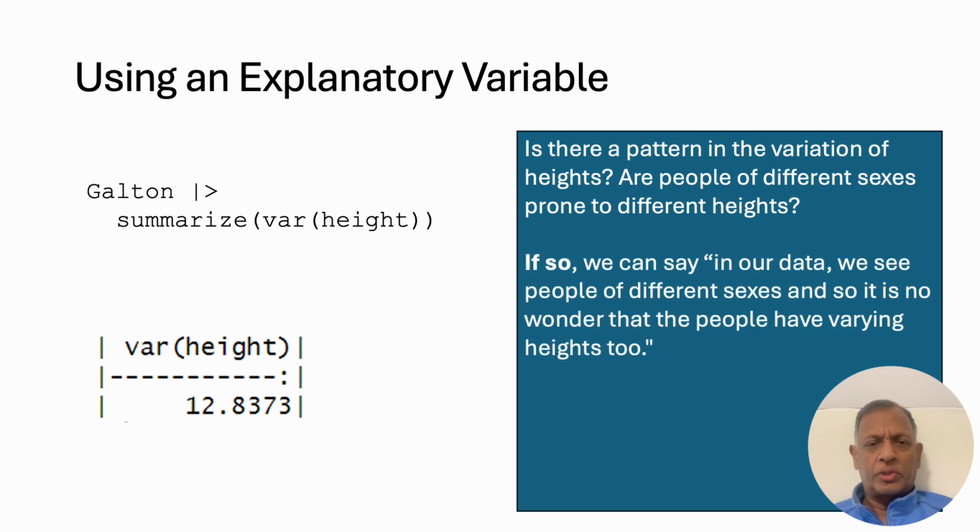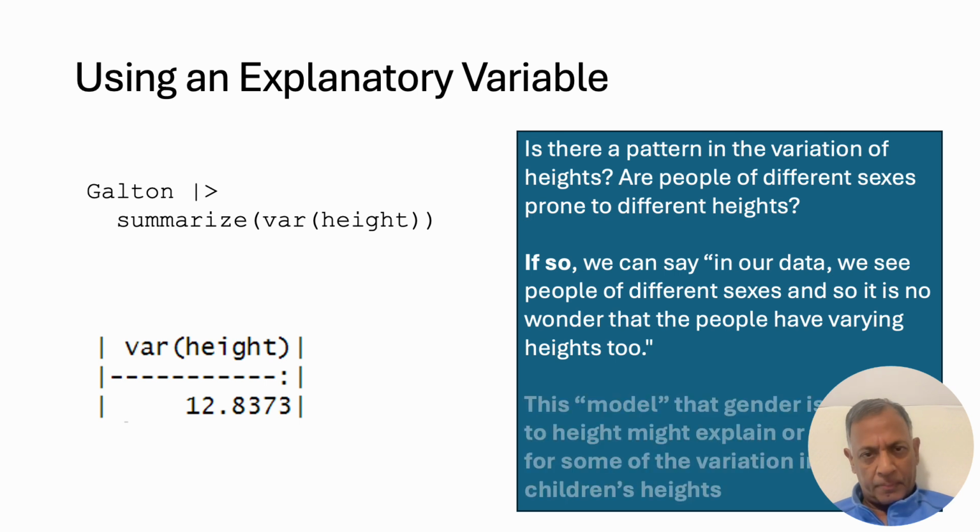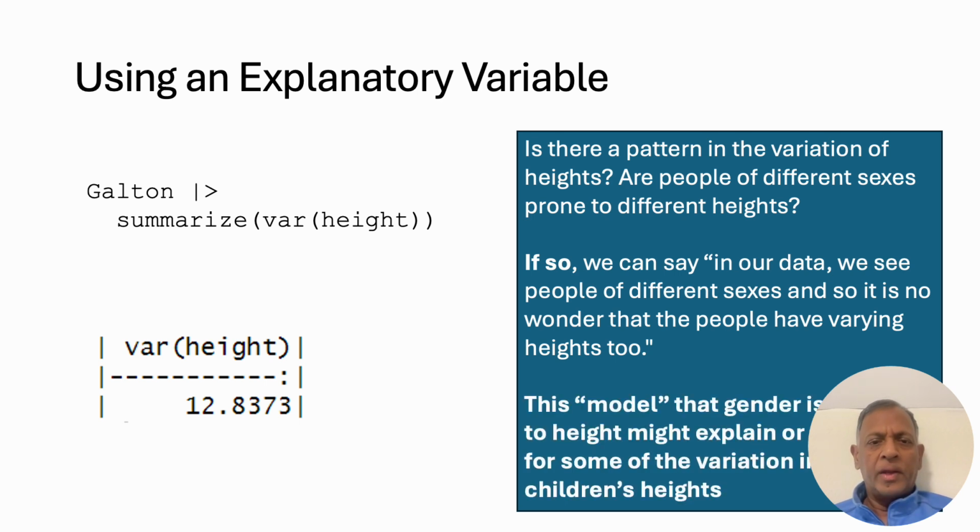So that's what I'm saying here. In our data, we see people of different sexes, and we know that there is a relationship between the sex and the height. So obviously, it's no wonder that the heights are also varying. So this model, that gender is related to height, might explain or account for some of the variation in the children's heights. Not all, right?